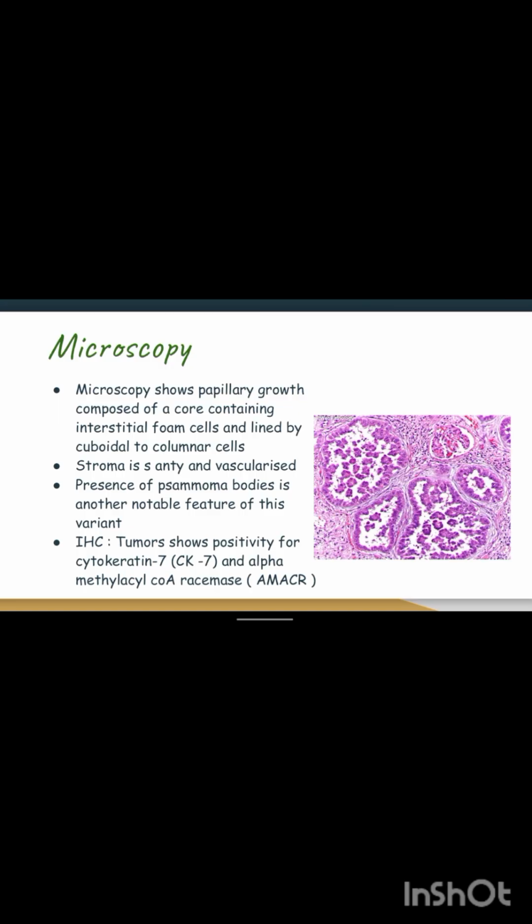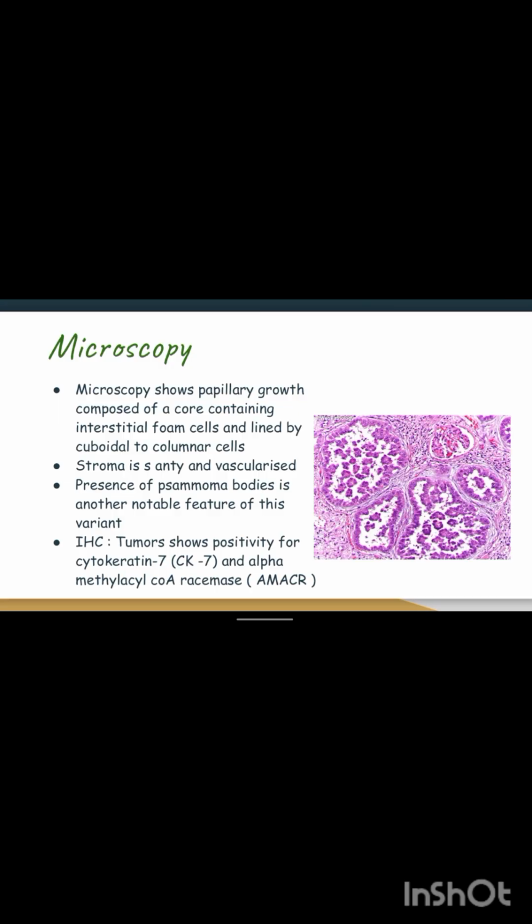Looking onto the microscopic feature, microscopy shows papillary growth composed of a core containing interstitial foam cells and lined by the cuboidal to columnar cells. They may be lined either by cuboidal or columnar cells. Stroma is scanty and vascularized.